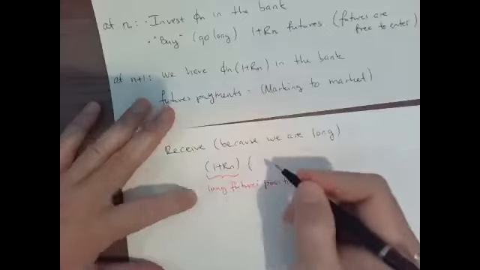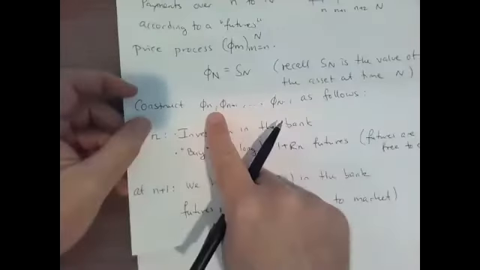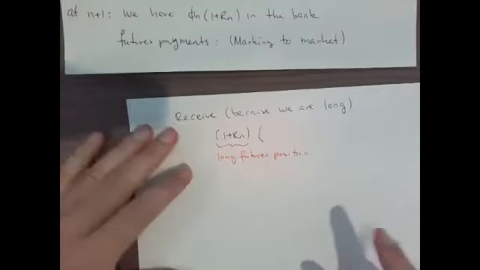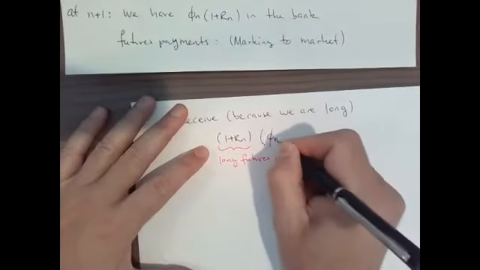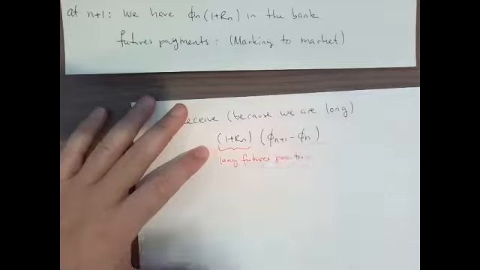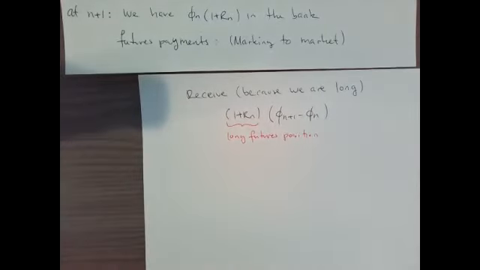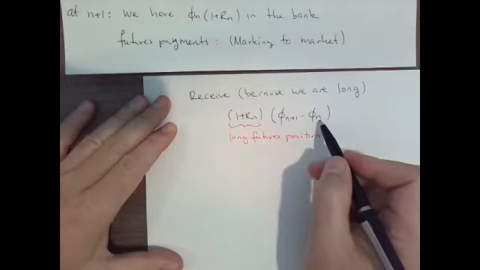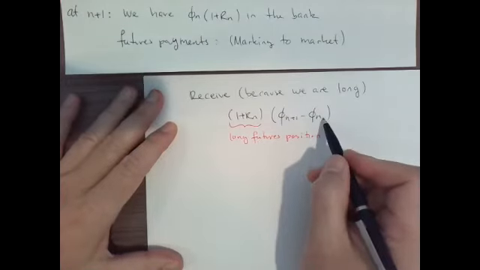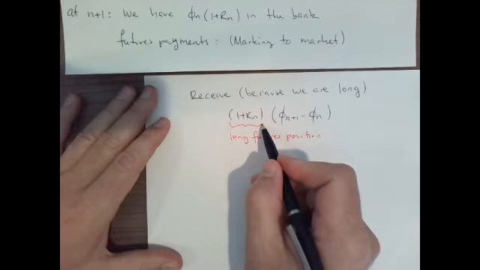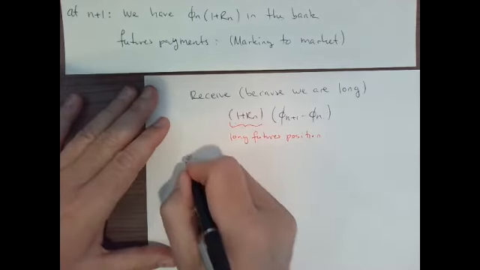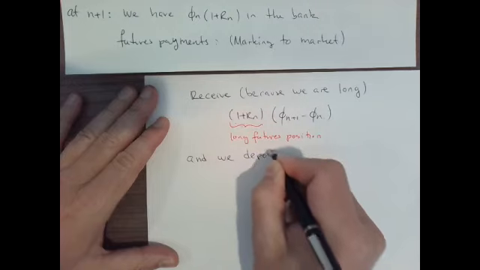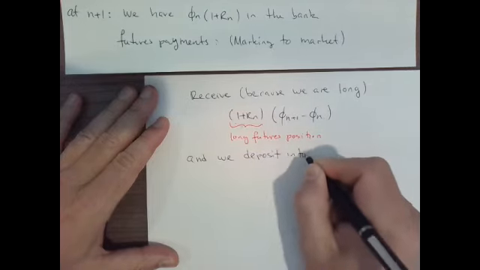And then depending on the futures price process, that's the phi's that we're ultimately trying to determine, we're going to get this payment. We're going to receive this amount. It depends upon the futures price process times the position that we have. And this is going to get deposited into the bank.